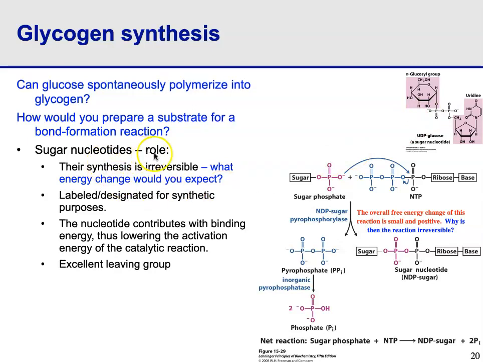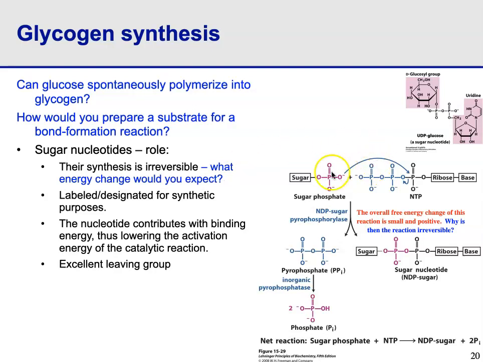So what is the role, what is the benefit of adding these nucleotides to glucose? Well, one thing to say is that their synthesis is irreversible. In other words, once you make it, it stays this way. So what energy change would you expect for a reaction that is irreversible? If you pay close attention to what we've talked about before, you should say, well, negative energy change, because it's irreversible.